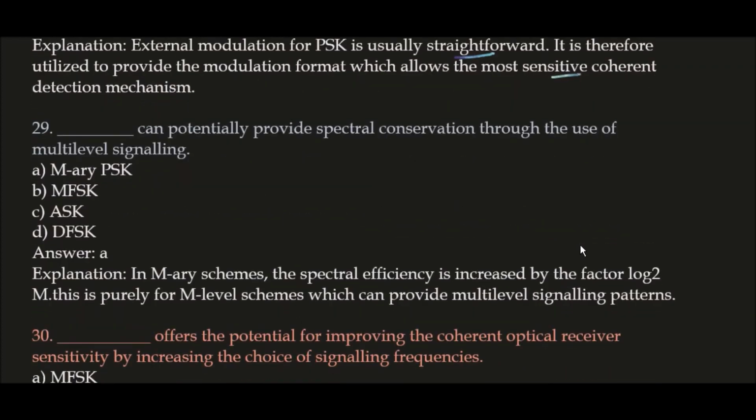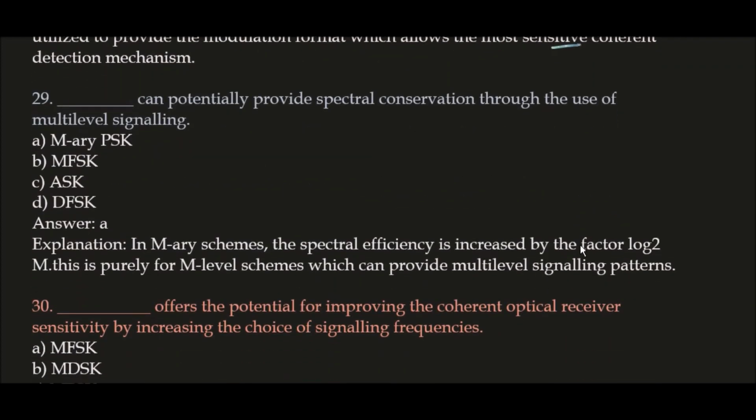Okay. Next question. Blank can potentially provide spectral conversion through the use of multi-level signaling. In this question, correct answer is option A, M-ary PSK. In M-ary schemes, the spectral efficiency is increased by the factor log2 M. This is purely for M-level schemes, which can provide multi-level signaling patterns.